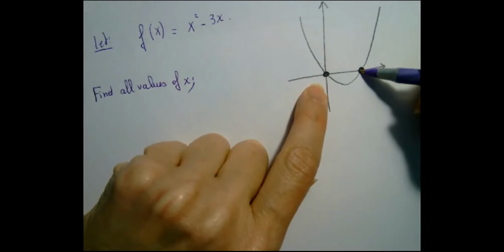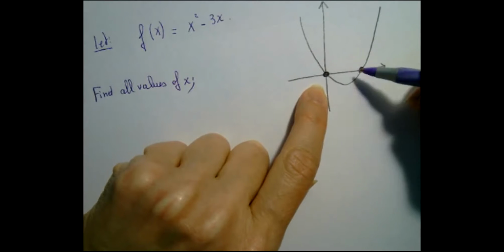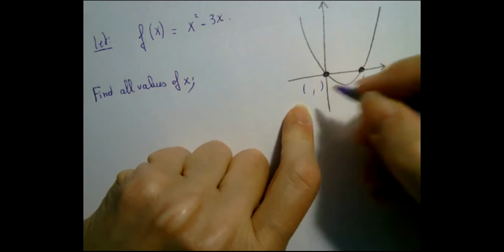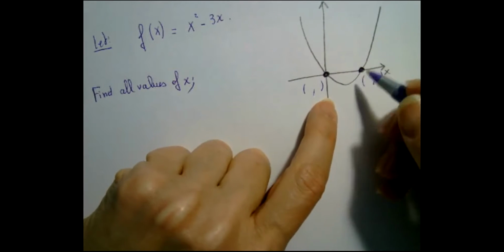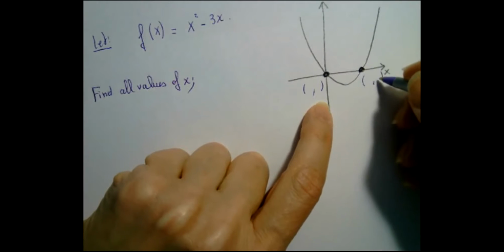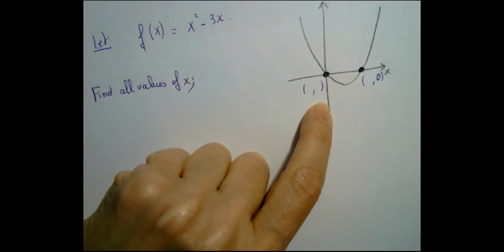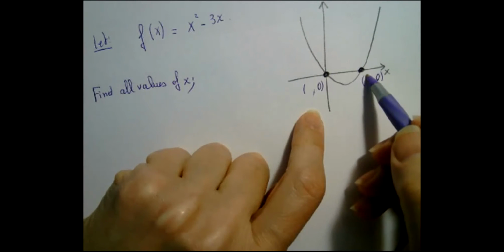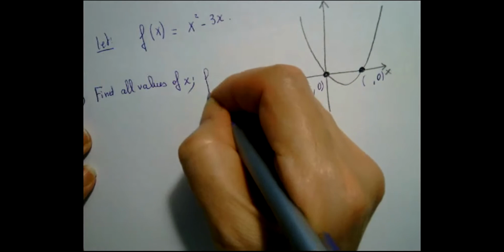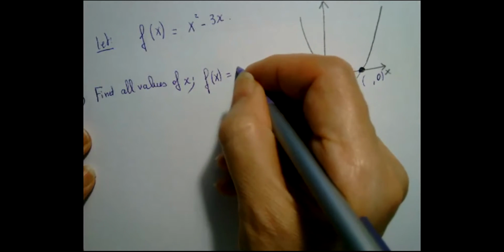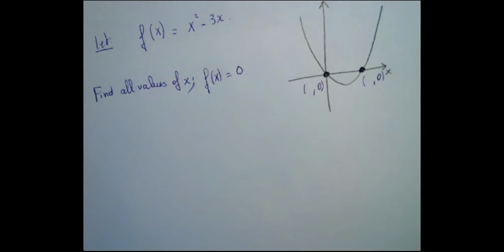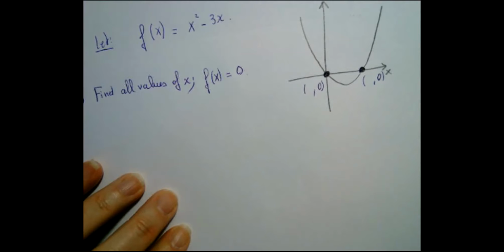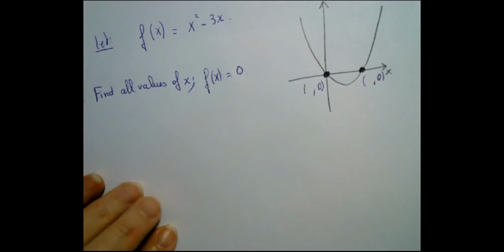What happened here to the output? What's the output here? If I take this point, what's the output? What's the y coordinate? 0. What's the y coordinate here? 0. So if I want those 2 points, I'm going to ask you to find all the values where f of x is equal to 0. So I'm basically asking where the graph is intersecting the x-axis, where the output is 0. So how do we do that?